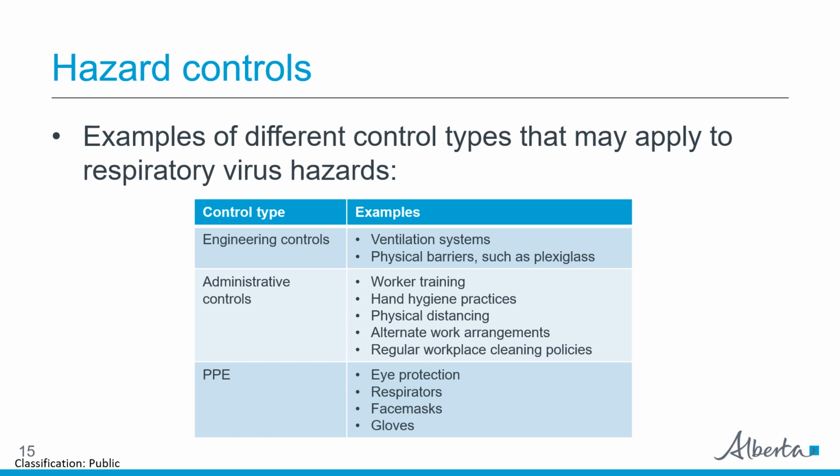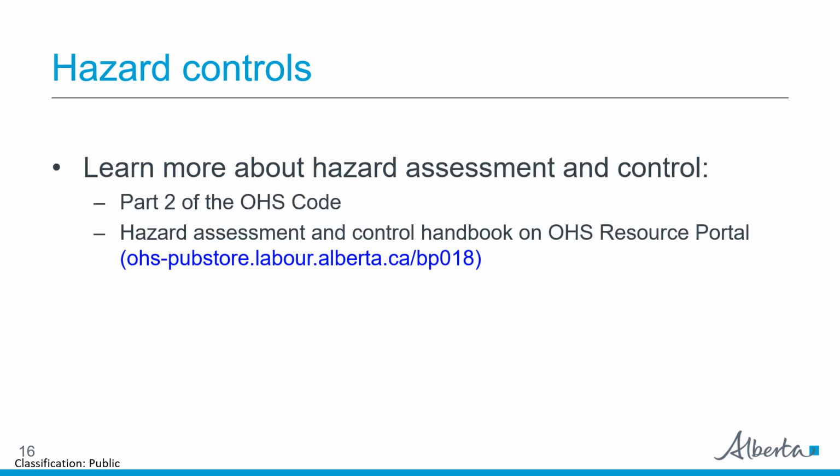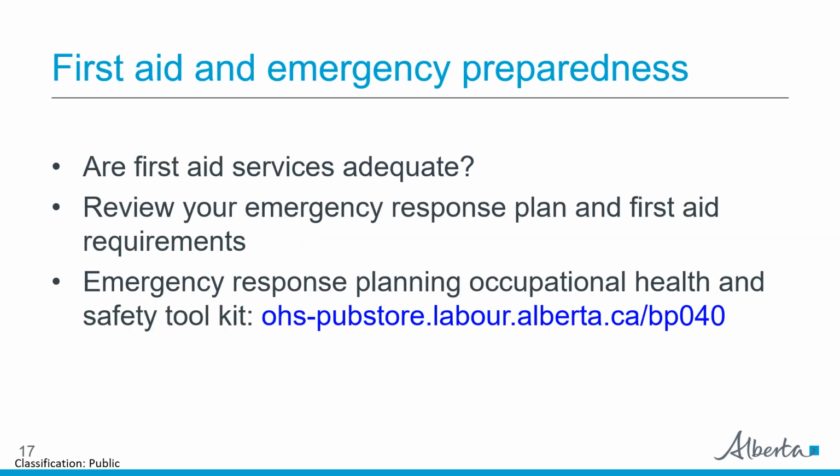The table on this slide shows some examples of different control types that might be used to control respiratory viruses. Again, these are just general guidelines. Employers must do their own hazard assessment to determine which controls would be most appropriate for their specific worksite. To learn more about hazard assessment and control, including Alberta's legal requirements and best practices, see Part 2 of the OHS Code and the Hazard Assessment and Control Handbook on the OHS Resource Portal. In addition to hazard assessment, elimination, and control, employers should consider whether first aid services are adequate to look after workers who are ill.